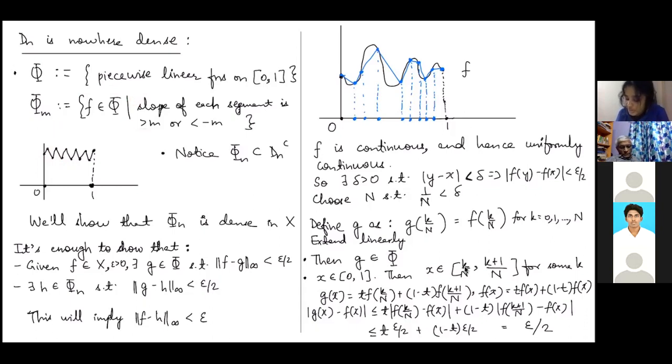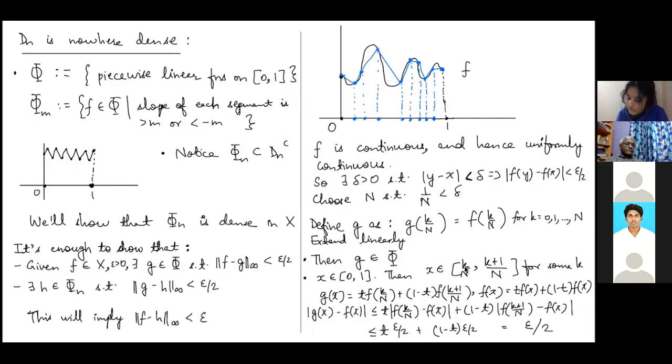We want it to be steep enough. So we want the slope of each segment to be either greater than m or less than minus m. If it's a negative slope, it has to be less than minus m, and otherwise greater than m. So it has to be steep enough is all we are saying here.